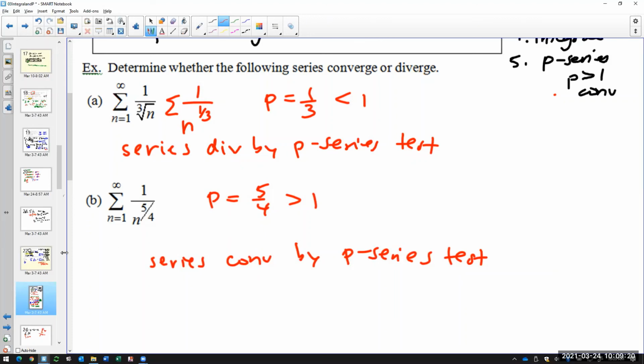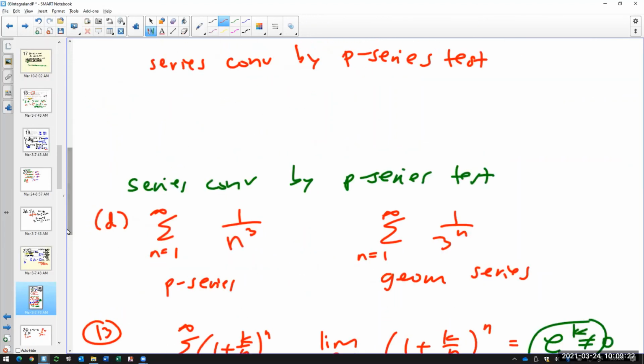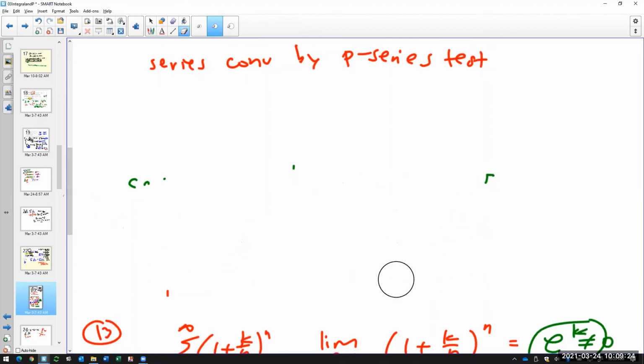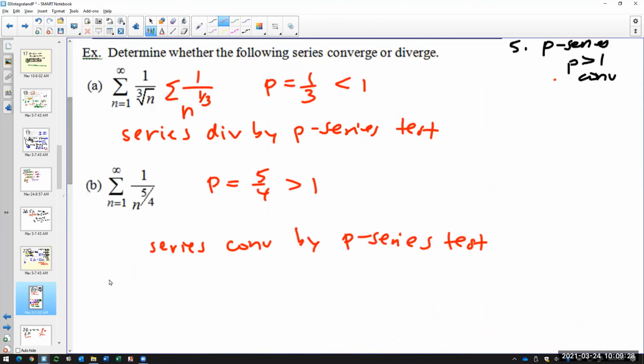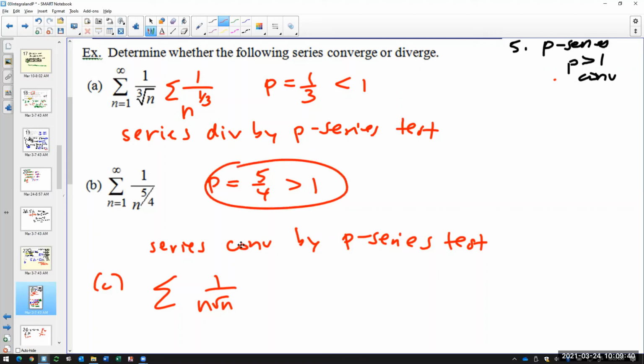Okay, let me give you a little bit more of a hard problem. What if I said this one right here? Ty, did you have a question? So like, if it's only p-series test, do we have to write p equals 5/4 is greater than 1, or do we just write series converges by p-series? So you'd have to have the justification. So I would need this. Yes, I would need it.